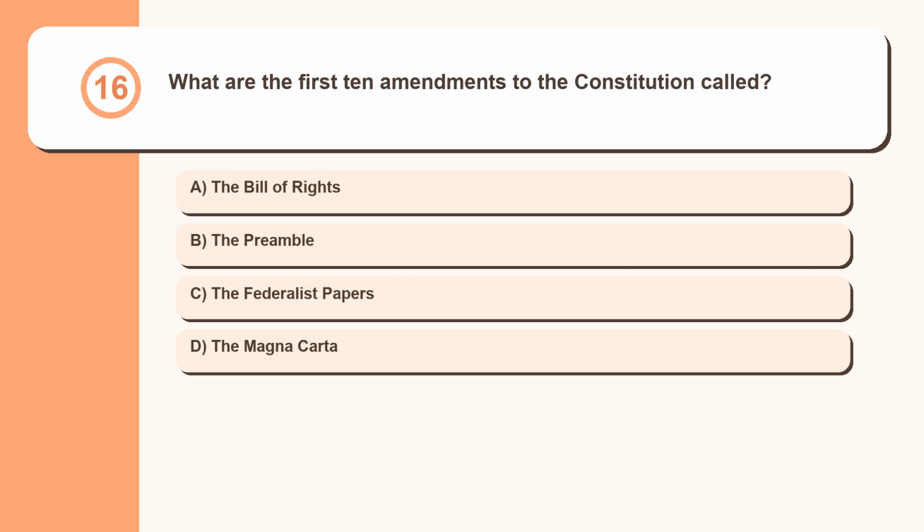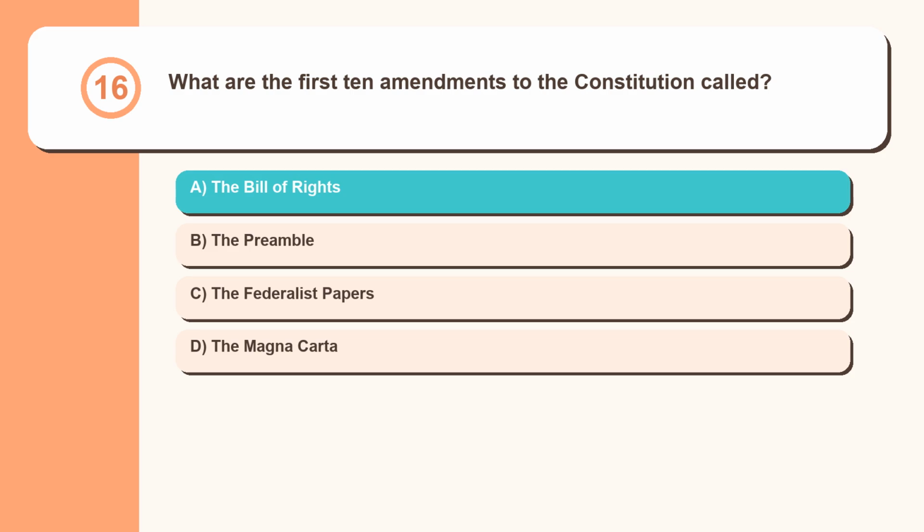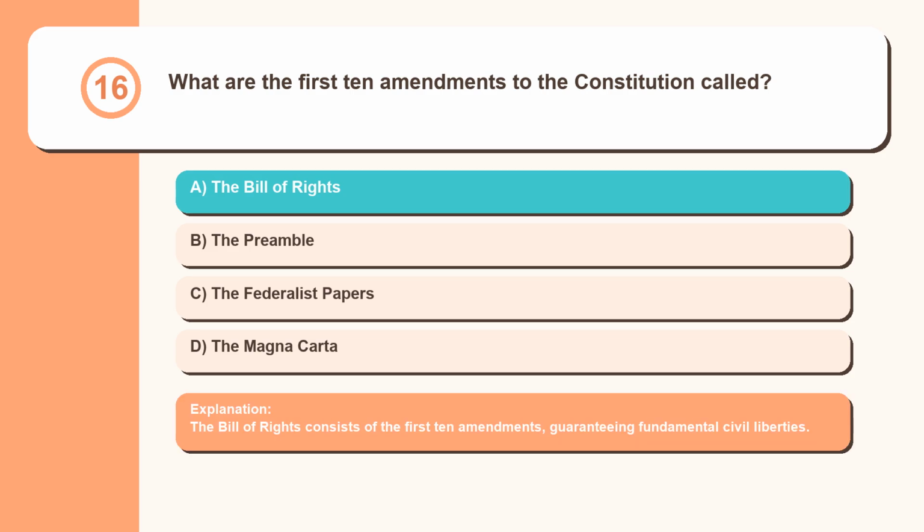Question 16. What are the first 10 amendments to the Constitution called? The Bill of Rights. The Preamble. The Federalist Papers. The Magna Carta. The Bill of Rights consists of the first 10 amendments, guaranteeing fundamental civil liberties.